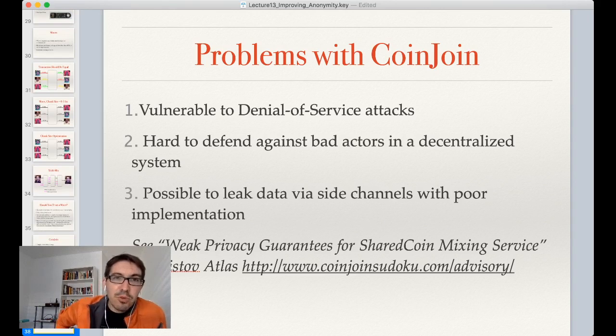But there are some problems with Coinjoin. It's vulnerable to denial of service attacks because someone, especially with these larger Coinjoins, could decide not to sign midway through. And so it's hard to defend against bad actors in any sort of decentralized way. There are attempts to do this, but if someone really wanted to attack, they certainly could by simply becoming a bad actor in these systems. And with poor implementation, you can leak more data about yourself using this.